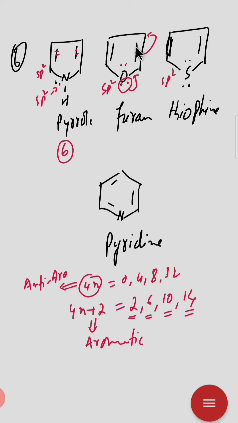So here also, how many pi electrons? 1, 2, 3, 4, 5, 6. These 2 electrons will not be pi electrons. So 6 pi electrons will be there, therefore furan is also aromatic. Similarly, thiophene is also aromatic.